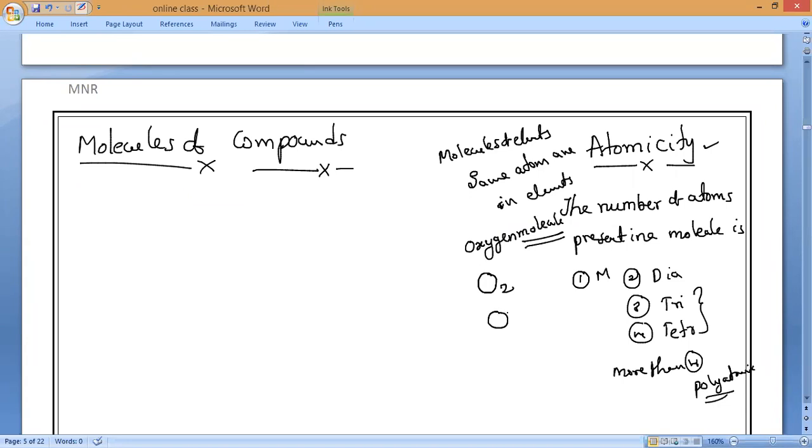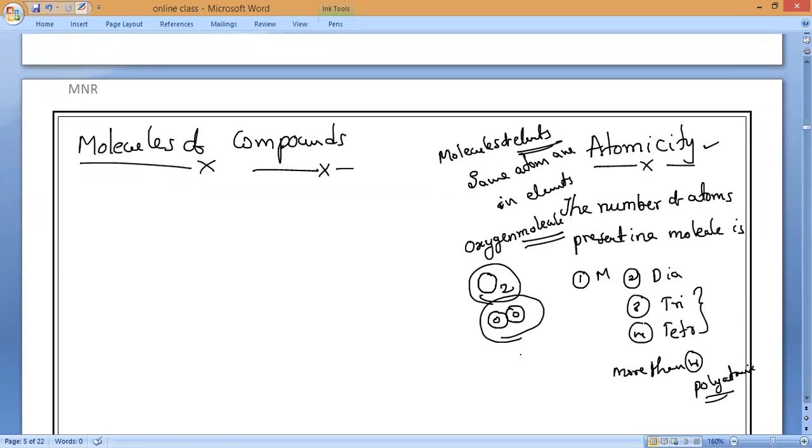So, two oxygen atoms are combined together and they look like a molecule. So is this a molecule of an element or a compound? Only the same atoms are present, so it is a molecule of an element.